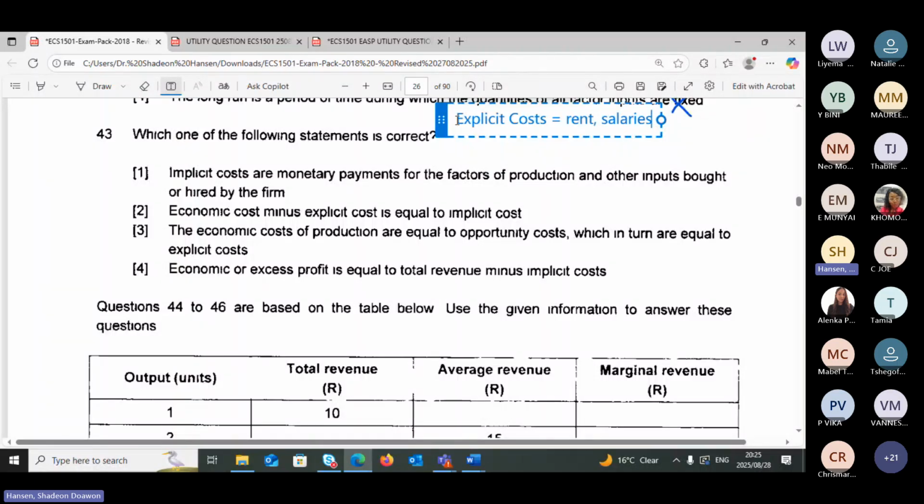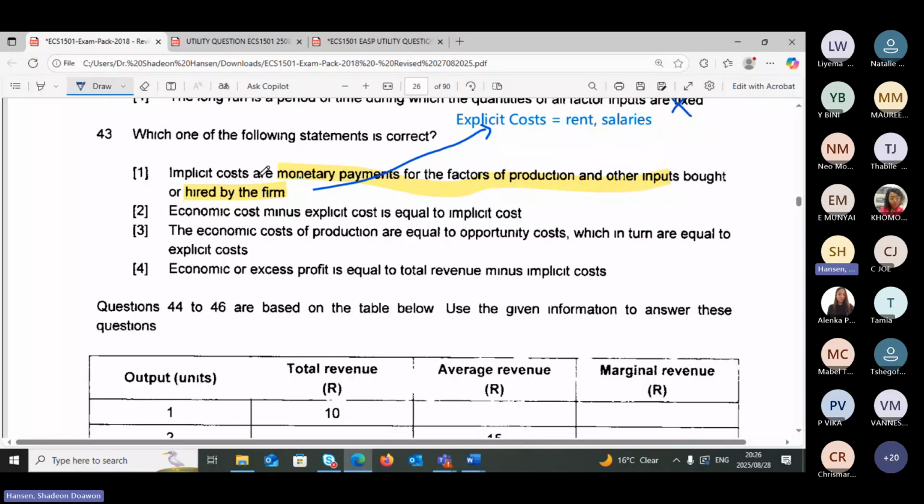Those will be my explicit costs, right? And that is actually the monetary payments for the factors of production and other inputs bought or hired by the firm. Because the salaries of the workers, that is a cost of a factor of production. You see, so this part over here, the monetary payments, right, let me highlight it. The monetary payments for the factors of production and other inputs bought or hired by the firm, students. That is basically your explicit costs. You see, that is not your implicit cost.